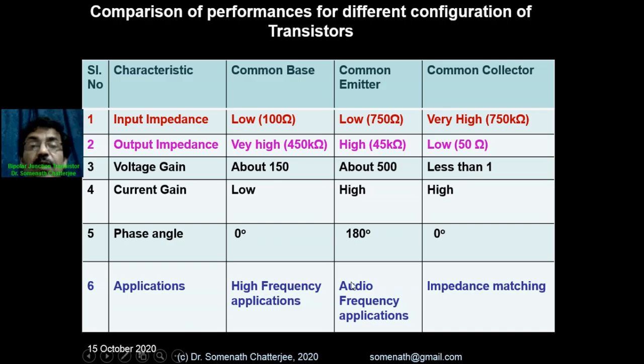So that is basically the difference, and based on the applications we will decide which configuration we will use for which purpose. That we will decide based on our requirement and these characteristics. Suppose I need high frequency applications, then what should we do? We have to decide based on the application which configuration we should use. Okay.